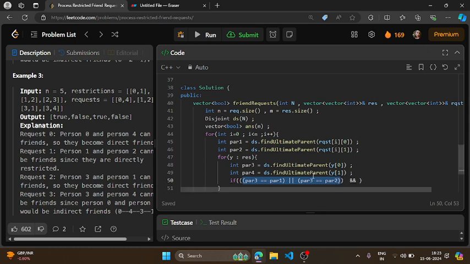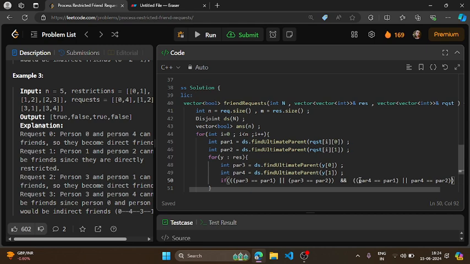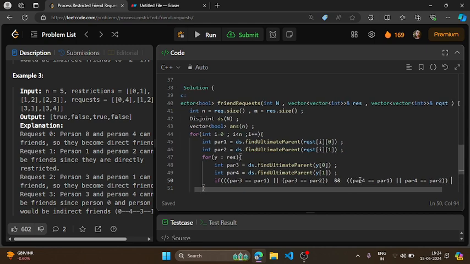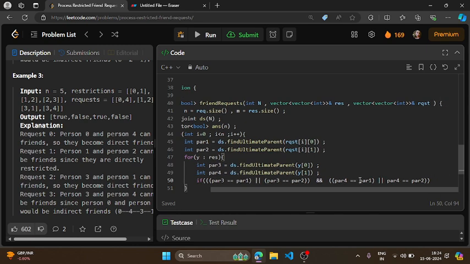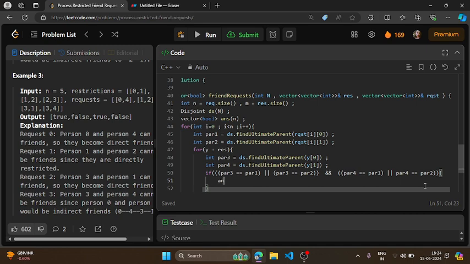And parent 4 is equal to parent 1 or parent 4 is equal to parent 2, right? So if anything is happening, then we can say this particular request is not valid, or this particular request is violating a restriction. So we can say the answer should be false.